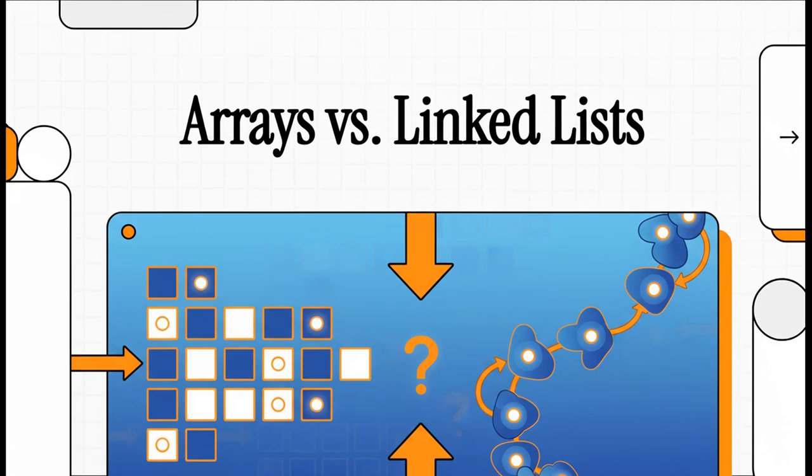In the world of software, if you're a developer, or even if you're just curious about how all this tech stuff actually works, there's this one fundamental choice you have to make over and over again. How do you organize your data? Now, it might sound kind of boring, but I promise you, this one decision can make an app feel magically fast or painfully slow. So today, we're putting two heavyweights in the ring: arrays and linked lists.